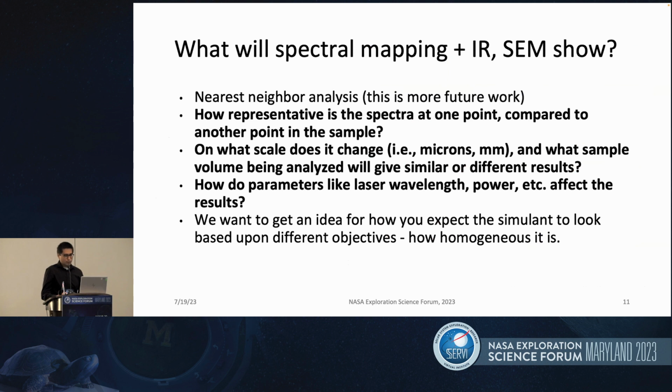So what will we show using IR and SEM in combination with this? Well, we intend to use a nearest neighbor analysis sometime in the future to characterize the clustering of points that are most similar, with characteristics or features that align with others around them. And understanding this homogeneity of the sample at different objectives is important, as this is where the multimodal approach will be used. We also want to know at what scales do the characteristics tend to change and what sample volumes give similar or different results in between.